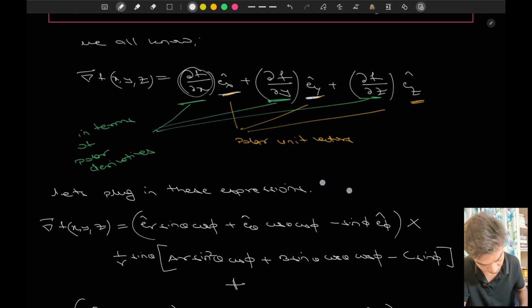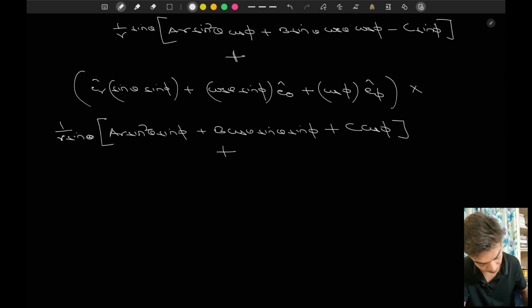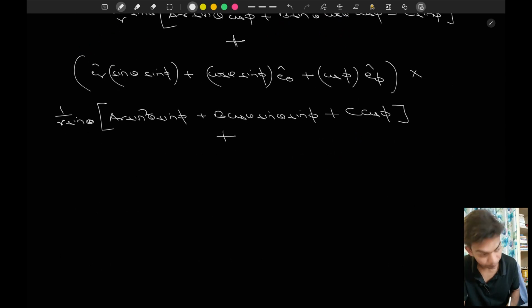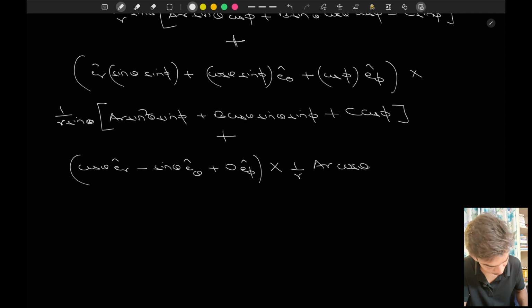Then we have a third term, which is this guy Ez multiplied by this guy, right? So our Ez is cos theta Er minus sin theta E theta, plus 0 E phi, multiplied by df by dz, which is 1 over r times a r cos theta minus b sin theta plus 0 times capital C.